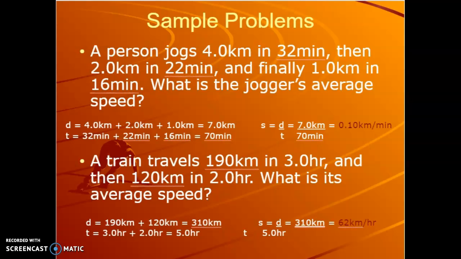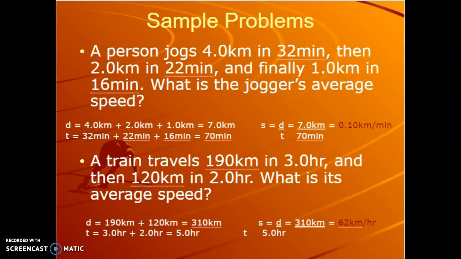Here are some other sample problems. A person jogs 4 kilometers in 32 minutes, then 2 kilometers in 22 minutes, and then finally 1 kilometer in 16 minutes. What is the jogger's average speed? Same thing, just combine your like terms and then divide. So speed is equal to distance over time.